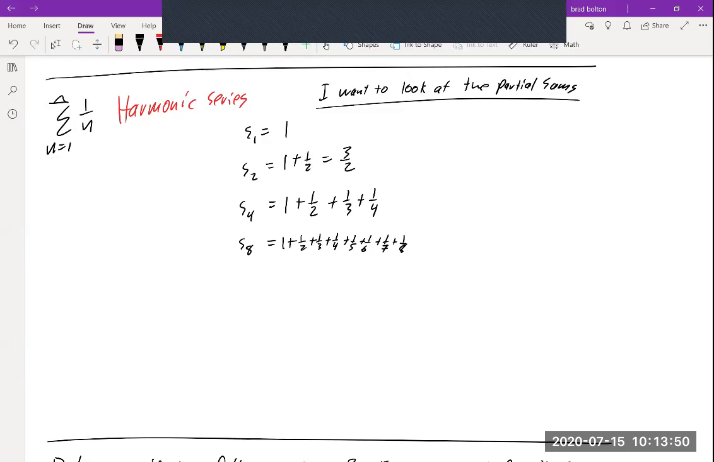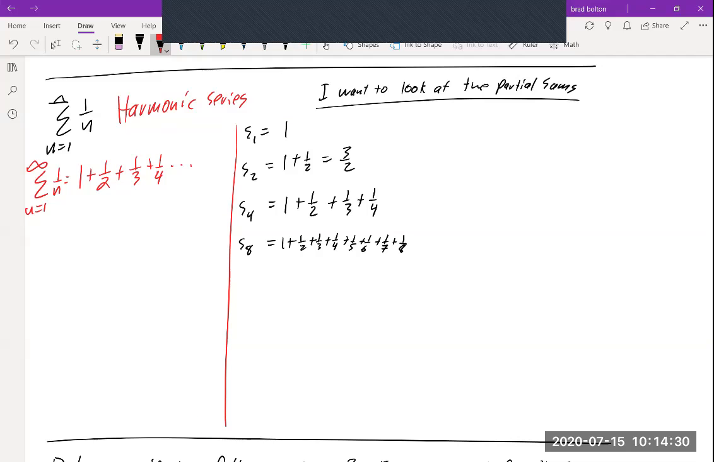And if I was going to write this whole series out, 1 over n, this would be 1 plus 1/2 plus 1/3 plus 1/4 plus 1/5 and so on and so on, right? That's how it would go on forever and ever. So we're going to take a look at these partial sums, okay?